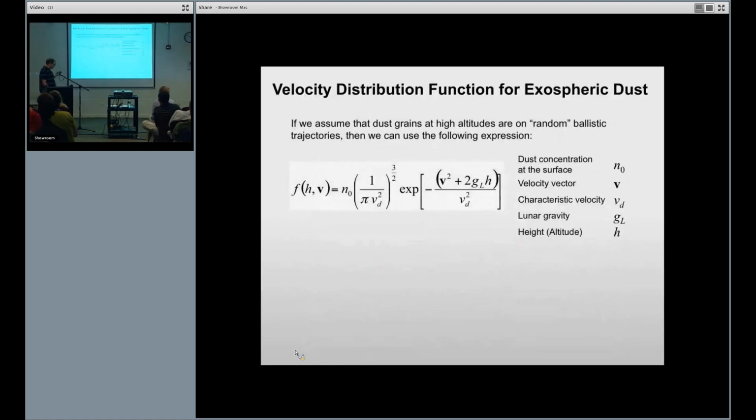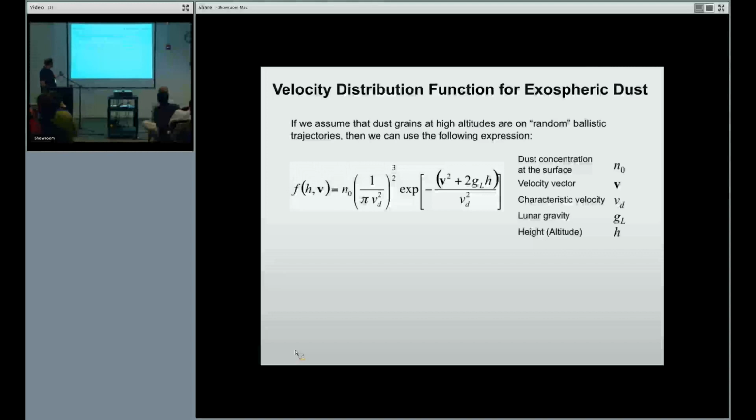In order to infer some dust dynamics, a neat thing to have is a velocity distribution function, because once you have that, you can take moments and do all sorts of neat things in order to infer dynamics. I try to keep it simple, so I just assume that dust grains at high altitudes are on random ballistic trajectories, and then you can use the following expression, which is analogous to a Maxwellian, essentially.